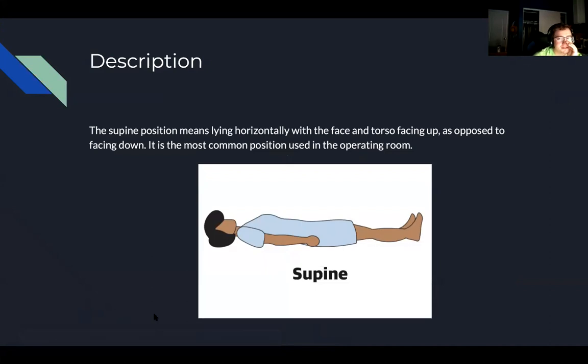This is pretty much the description of it and a beautiful picture. The supine position means lying horizontally with the face and torso facing up as opposed to facing down. It is the most common position used in the operating room.